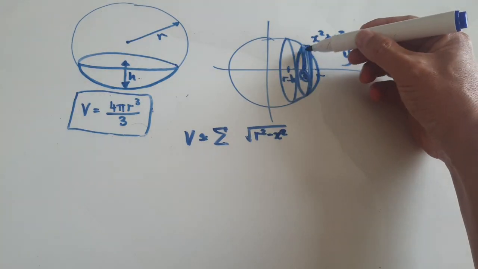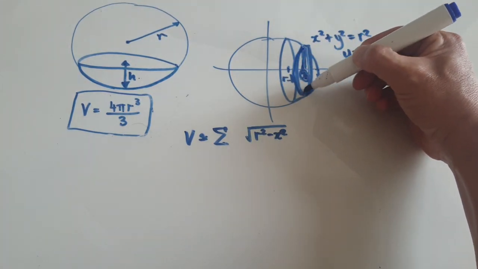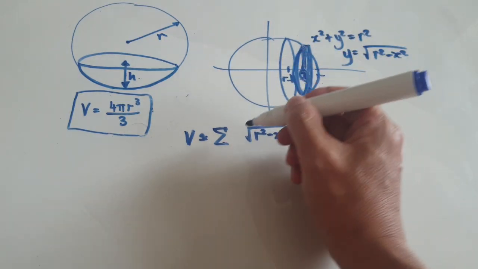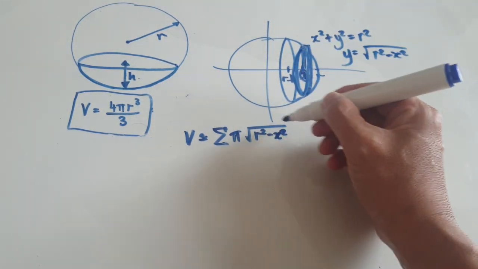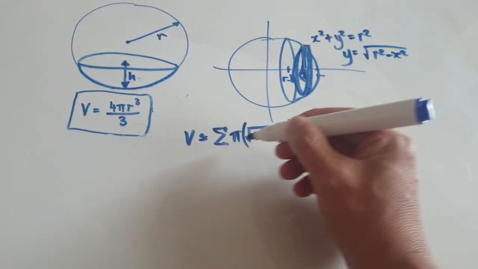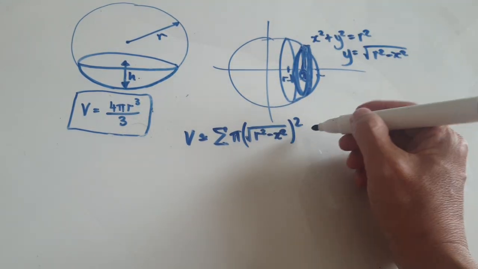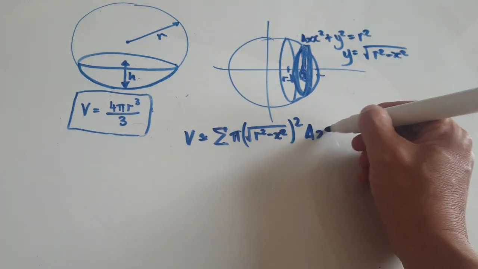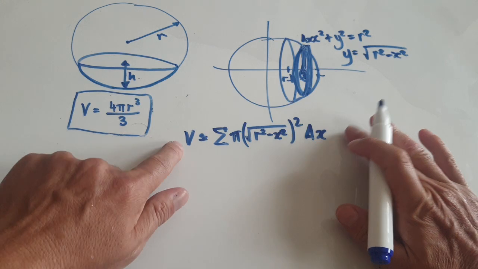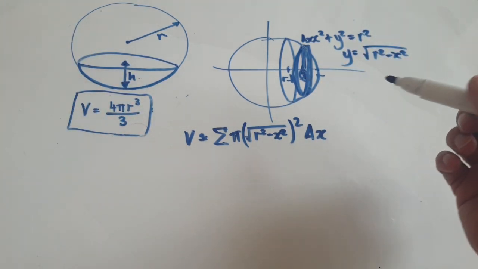Once we know the height, we're going to quickly pi r squared it to get the area of that disk. Pi r squared, because the height is the radius, and then we're going to square it. So pi r squared will give us the area of that disk, and then we're going to times it by a small thickness, delta x. I'm expecting you to know the disk method.